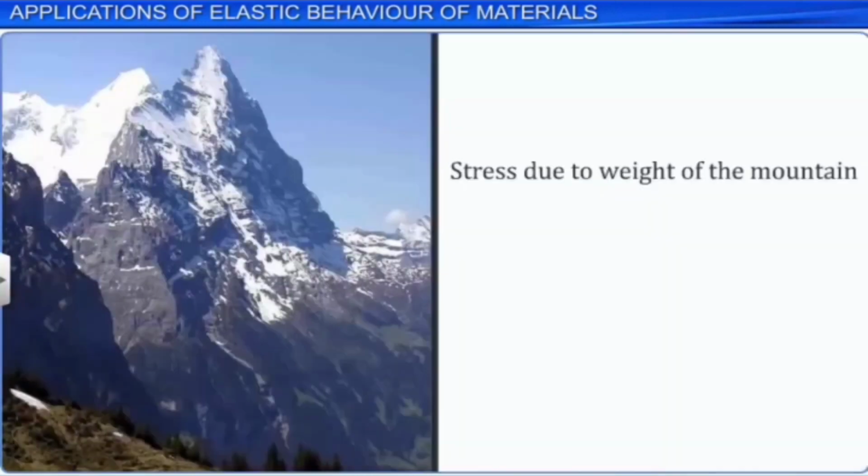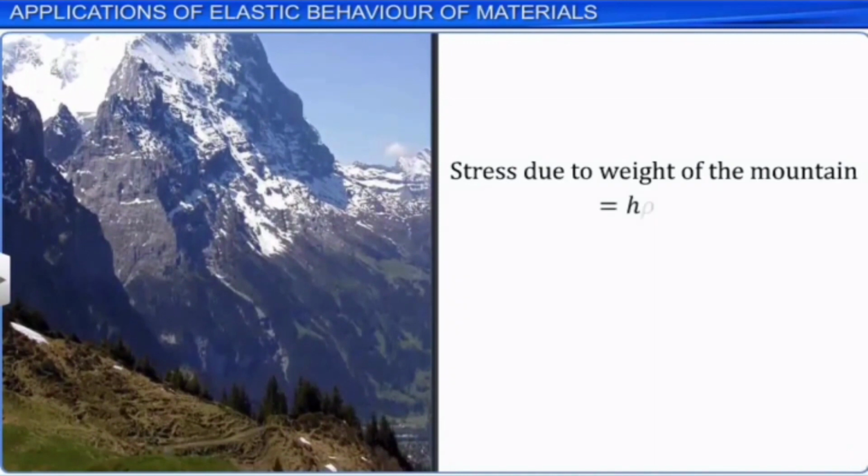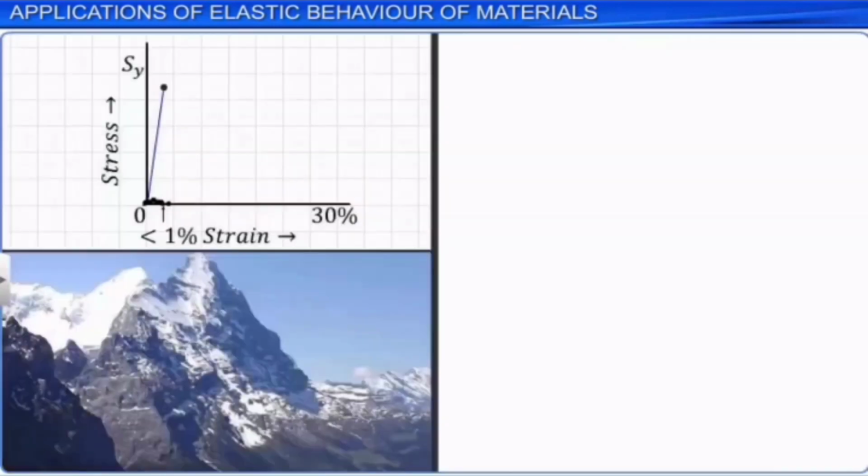The stress due to the mountain's weight can be equated with the yield stress, the stress at the elastic limit. The value of yield stress for rocks is typically in the range of 3 times 10 to the power 8 Pascal. Taking an average density of rocks as about 3000 kg per meter cubed, and solving for h, we get h as approximately 10 kilometers.